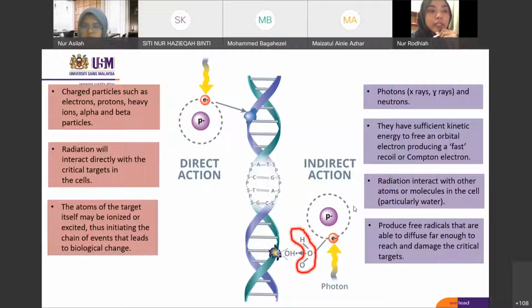This indirect radiation occurs when the radiation does not strictly strike the DNA, but instead it interacts and strikes other atoms or molecules, which is commonly water molecule. This will ionize the water molecule and eventually produce what is known as a free radical. Free radicals are highly reactive molecules that are able to diffuse far enough to reach and damage the critical target. Next slide.